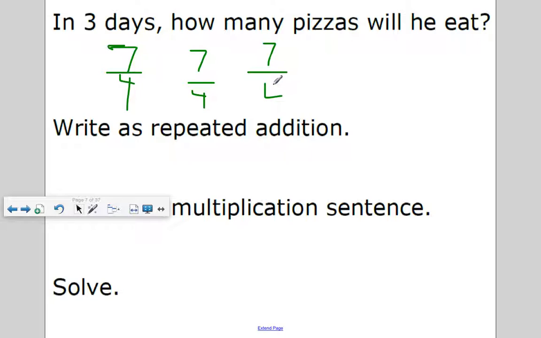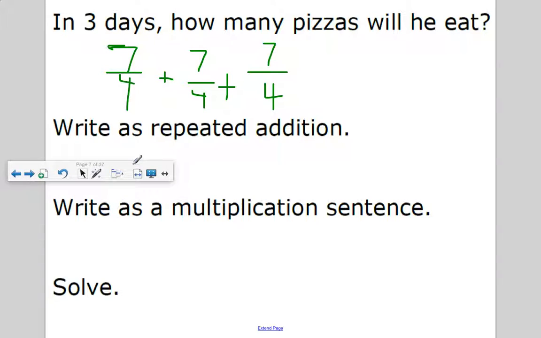So I'm writing this as repeated addition. 7/4 plus 7/4 plus 7/4. However, you may have preferred 1 3/4 plus 1 3/4 plus 1 3/4. Either one is correct. Now write it as a multiplication sentence. Again, repeated addition is just multiplying. So it's 3 groups of 7/4. How can I rewrite this whole number 3 into fraction form? Put a 1 underneath it.